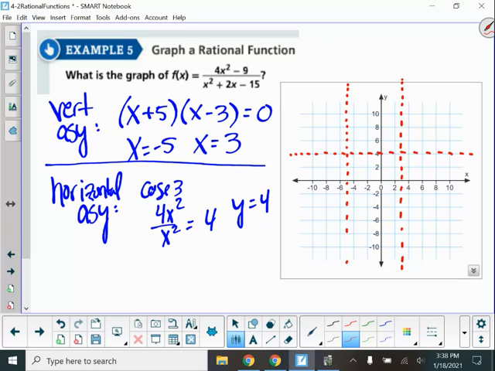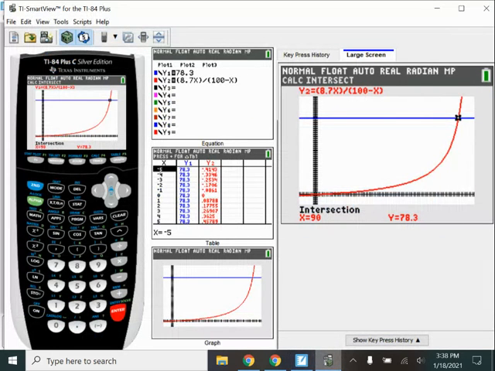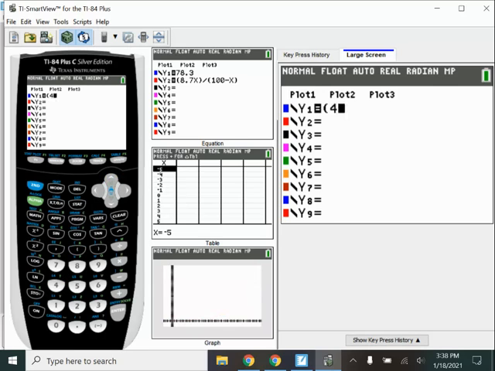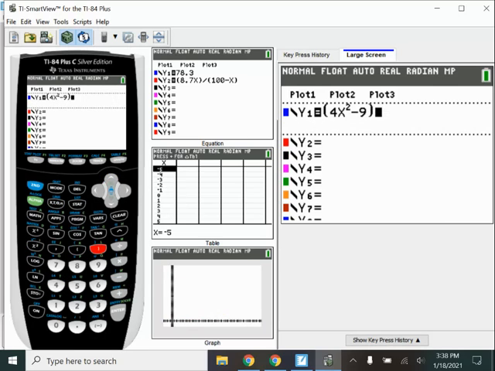I am okay then with you using graphing technology to actually get some points to plug in here. I'm just going to do a rough sketch of this. Again, here's what it looks like on the graphing calculator. So we have, in parentheses, 4x squared minus 9 on top. On bottom, notice I'm putting top and bottom in parentheses. I have x squared plus 2x minus 15.